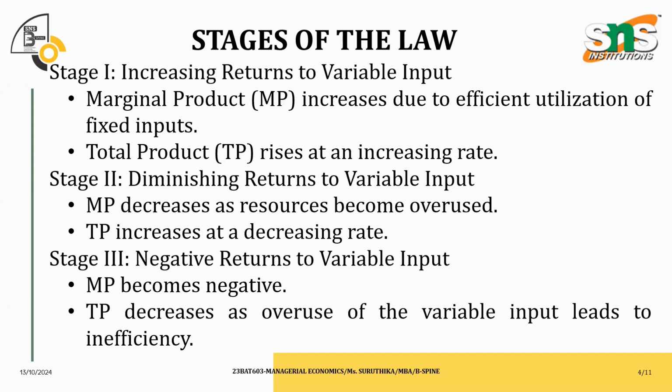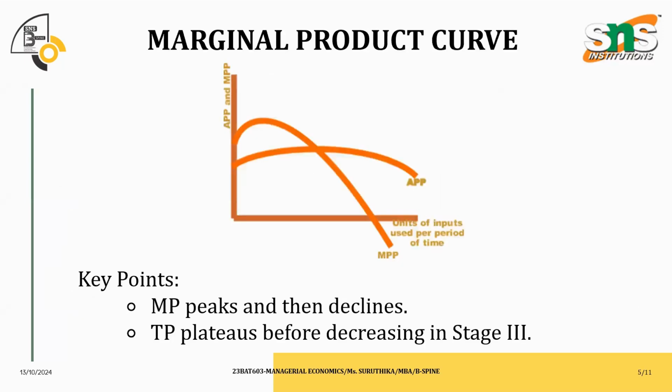So the third stage of the law of variable proportions is about negative returns to variable input. So in this stage, the marginal product starts to become negative and the total product also begins to decrease due to overutilization of variable input. So in stage 1, both marginal and total product will increase. In stage 2, marginal product will start to decrease because of resource utilization and the rate of increase of total product will also start to lessen. So a slope would be attained and in the third stage, both marginal product and total product will drop due to overutilization of resources.